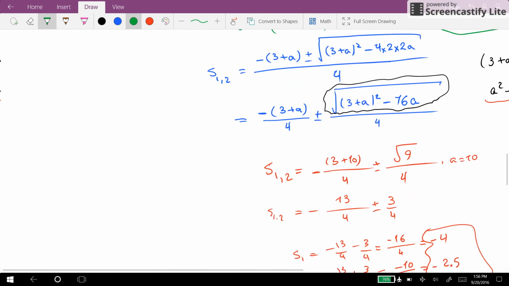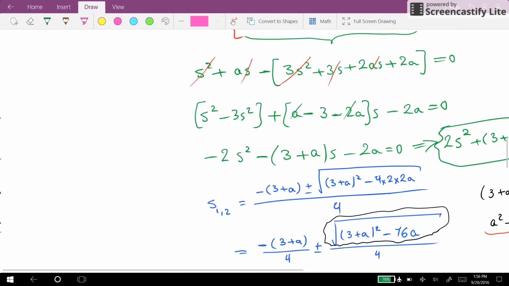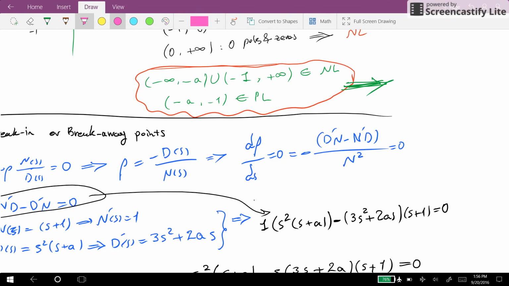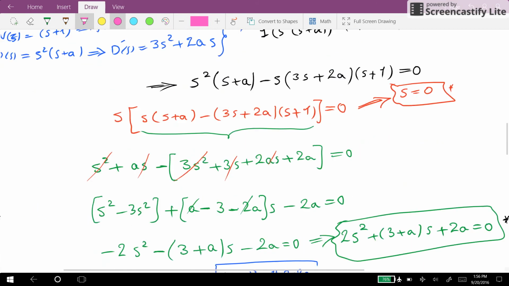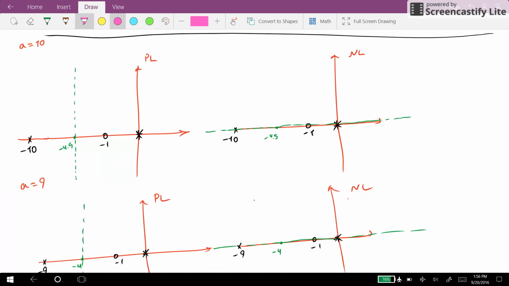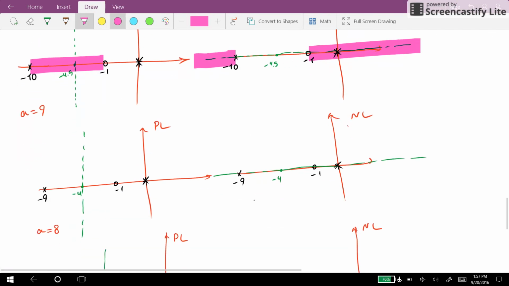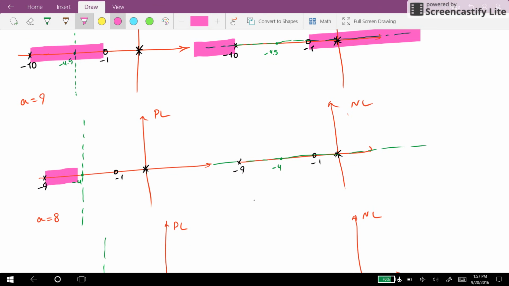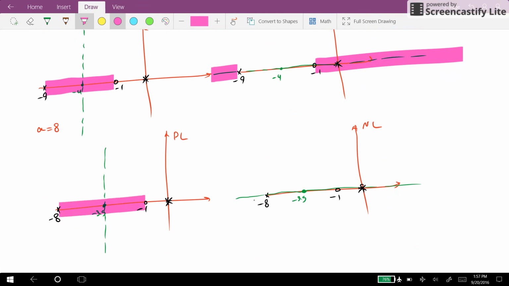Let's check the parts of the real axis which belong to the root locuses. And we have them here. The area between minus a and minus 1 belongs to the positive locus, and the rest belongs to the negative locus. So here, for the positive locus between minus 9 and minus 1, for the negative locus the rest, and the same thing here for the other values of a.